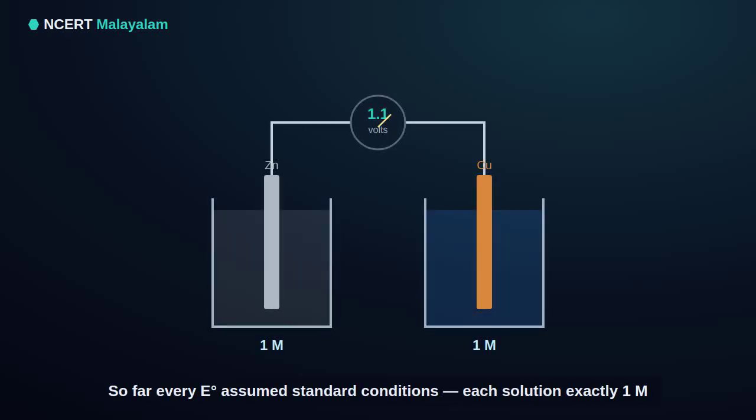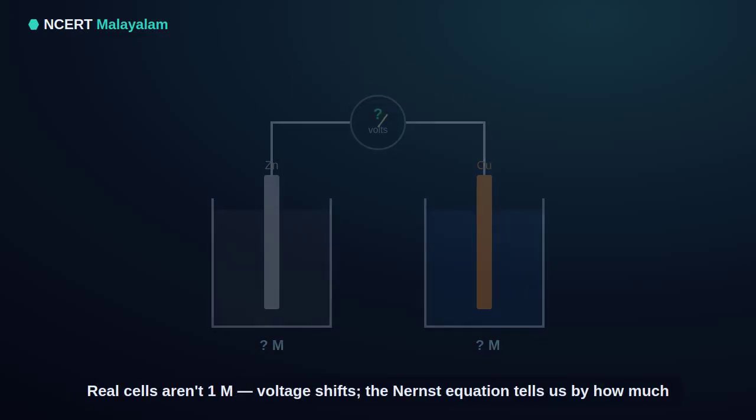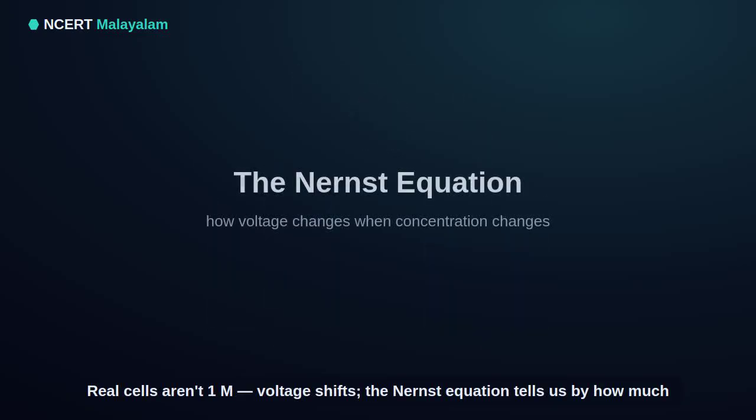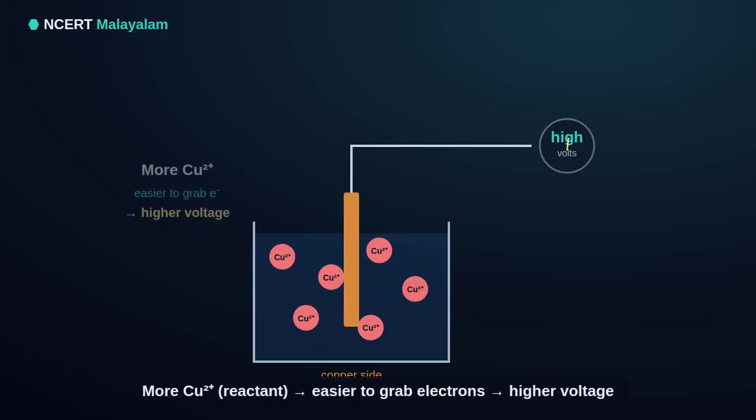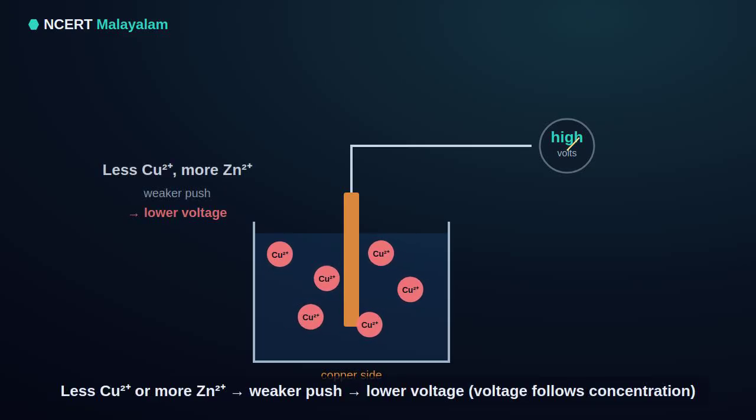So far, every standard potential we used assumed standard conditions, which means each solution was exactly 1 molar. But real cells are not 1 molar. When concentration changes, the voltage shifts, and the Nernst equation tells us by how much. Lower copper 2 plus, which is the reactant, makes it easier to grab electrons, so the voltage goes higher. Less copper 2 plus or more zinc 2 plus means a weaker push, so the voltage goes lower.